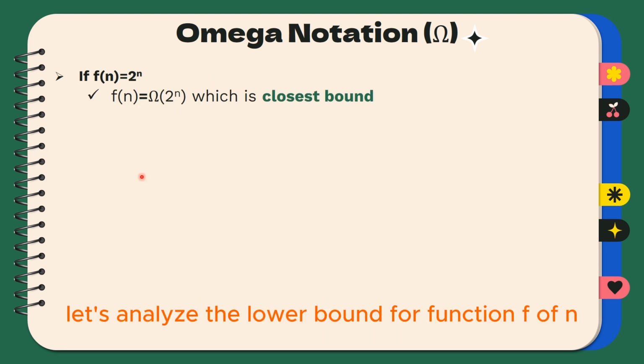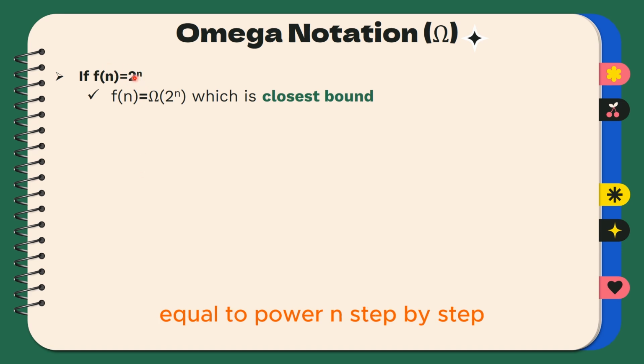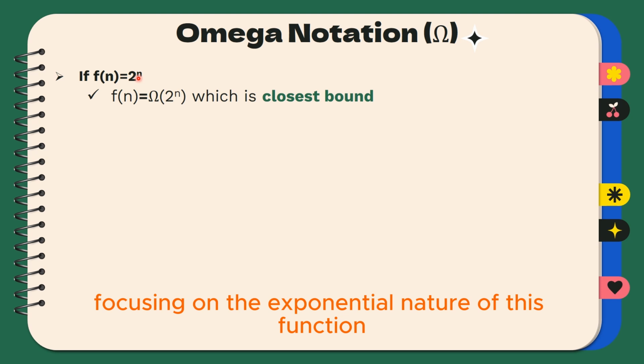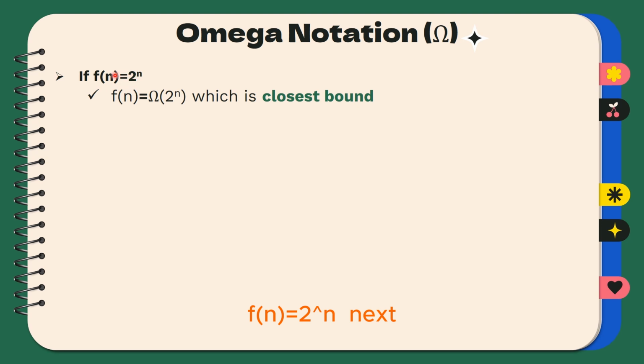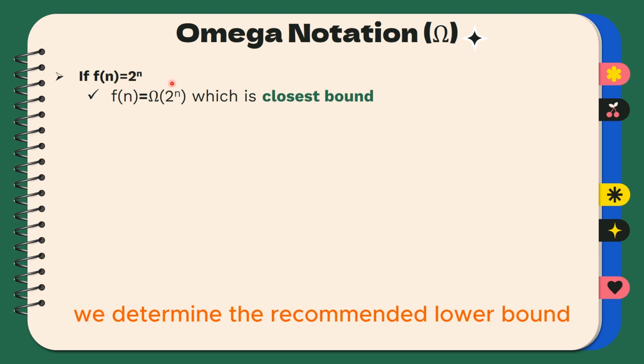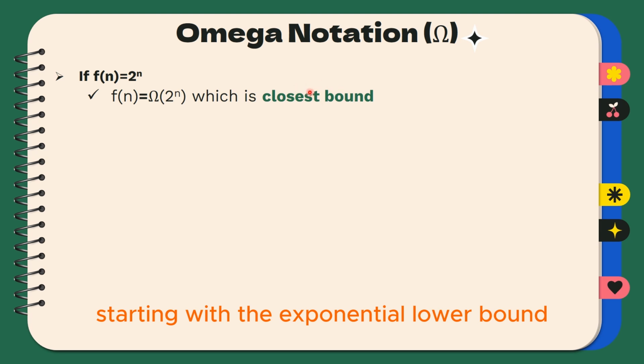Finally, let's analyze the lower bound for the function f of n equal to 2 power n step by step, focusing on the exponential nature of this function. First, let's identify the function we are analyzing, f of n equal to 2 power n. Next, we determine the recommended lower bound, starting with the exponential lower bound.